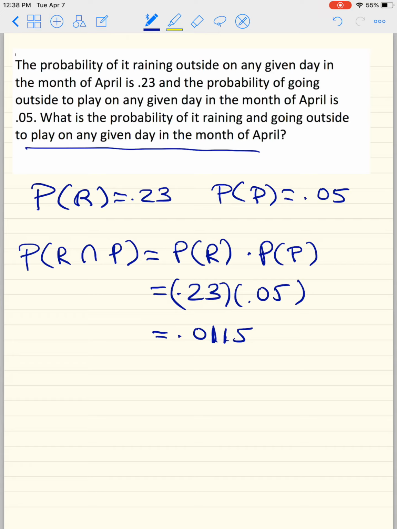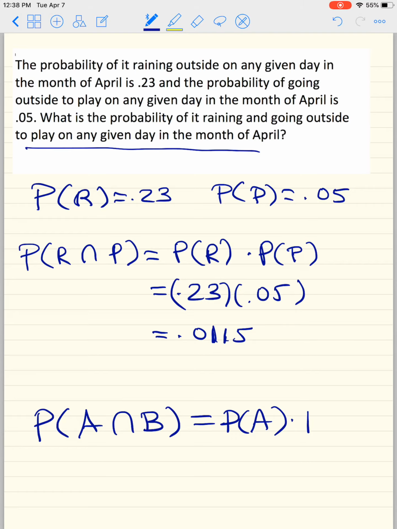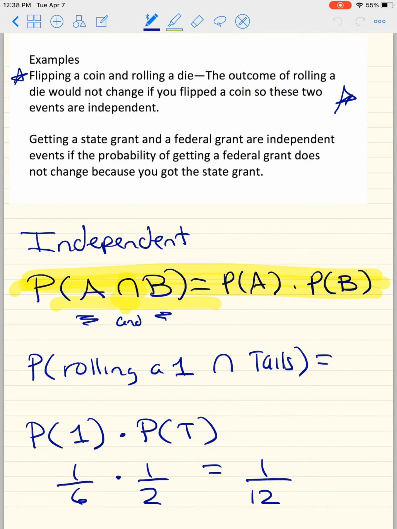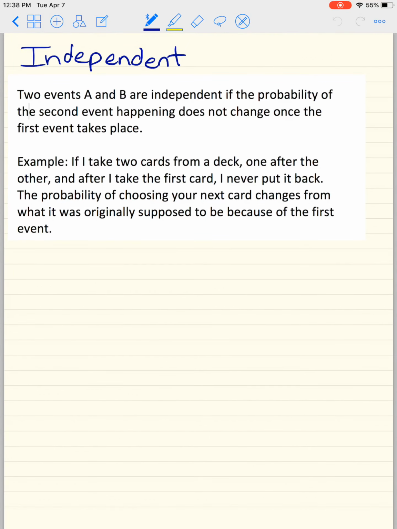So I hope this all makes sense. When two events are independent and you want their intersection, it is the product of the two events. And two events are independent if the probability of the second event happening does not change once the first event takes place.